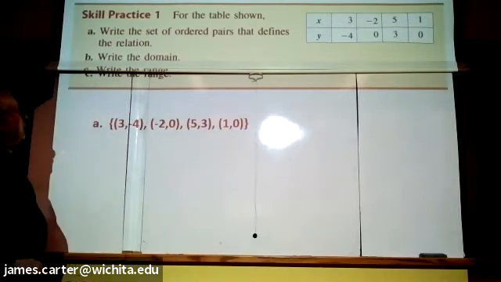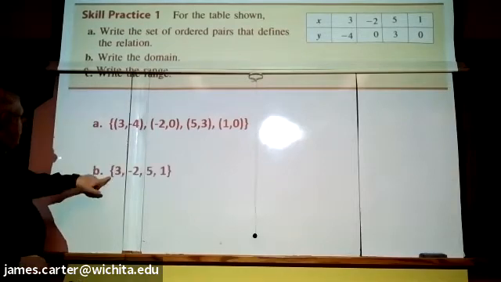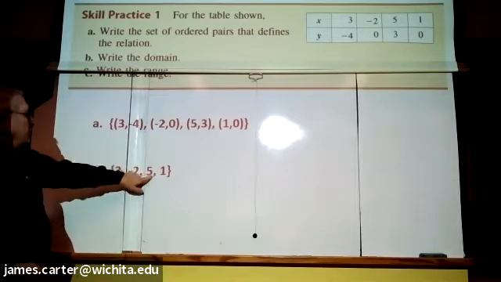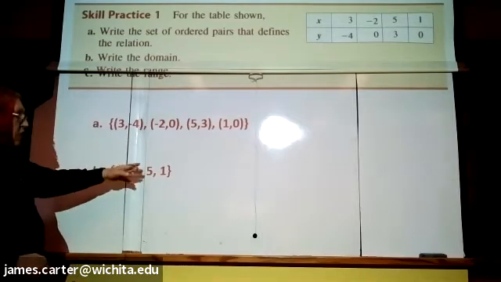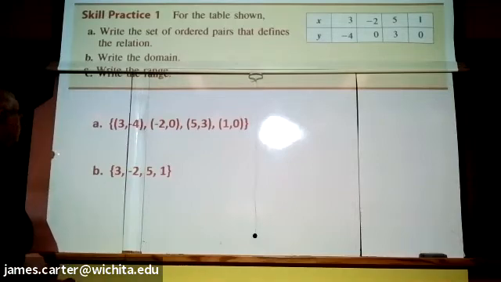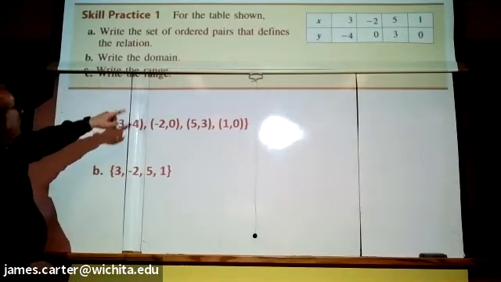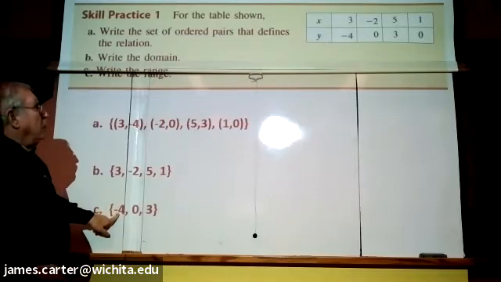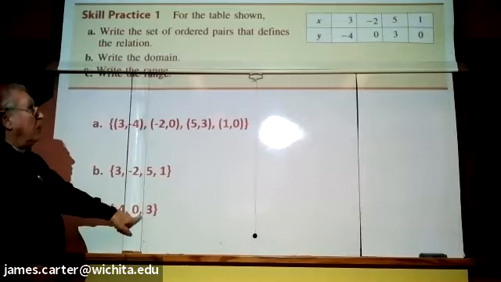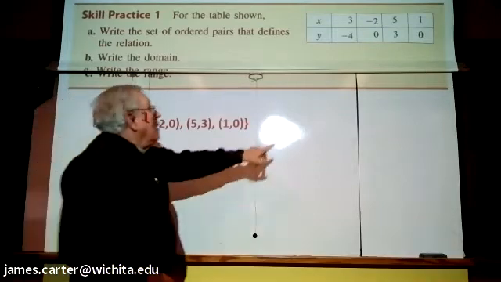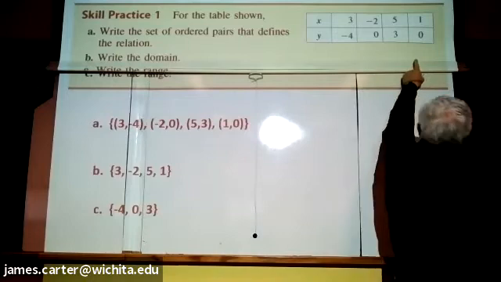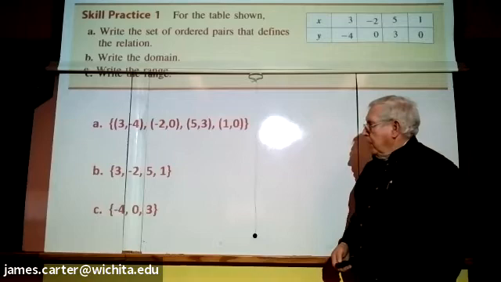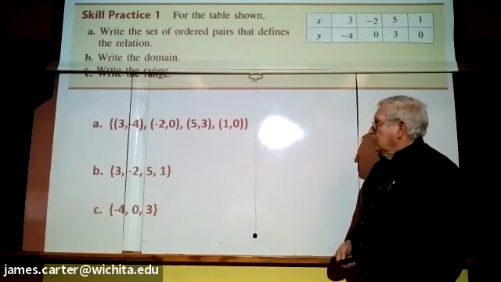Now for part B, write the domain. The domain is just the set of x values, the 3, the -2, the 5, and the 1. You could order those, but you don't have to. Now C, write the range. Notice on the range, we got the 4, -4, the 0, and the 3, but we don't write down the 0 twice. We only write the number down once. So that would be the range of these values.